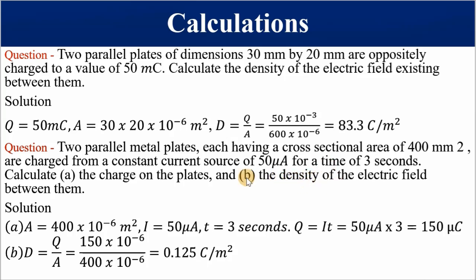Electric flux density, this is equal to Q over A. Our Q we have calculated, and it's 150 microcoulomb, and our cross-sectional area must be converted to square meters, and that's 400 times 10 to the power minus 6, and we get an electric flux density of 0.125 coulomb per square meter, and we are done.